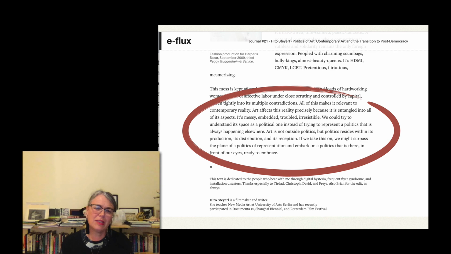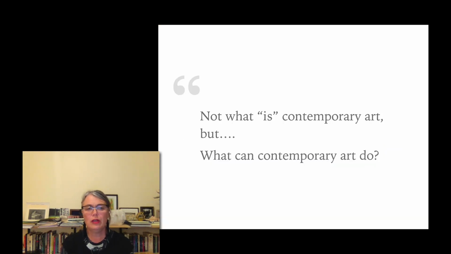So I hope that you can take some of these ideas on and take them forward into your final assessment. And as I just said, what I want you to really think about is not what is contemporary art, but what can contemporary art do? So I'll leave you with that. Hopefully that gives you some things to think about as you go forward into the next assignment.